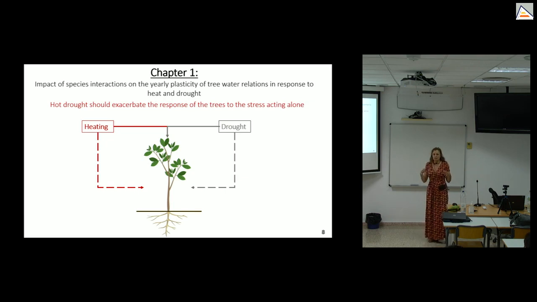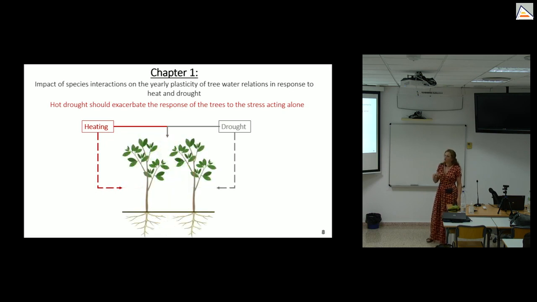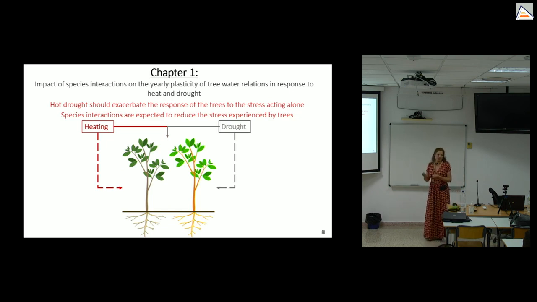And this climatic manipulation is applied to different tree mixtures, so to a single tree, to a tree in association with the same species, or a tree in association with a different species, in order to investigate how the species interaction modulates this plasticity in tree-water relations and the response of the tree to the climatic treatment. And with the main hypothesis that the species interaction should reduce the stress experienced by the trees.